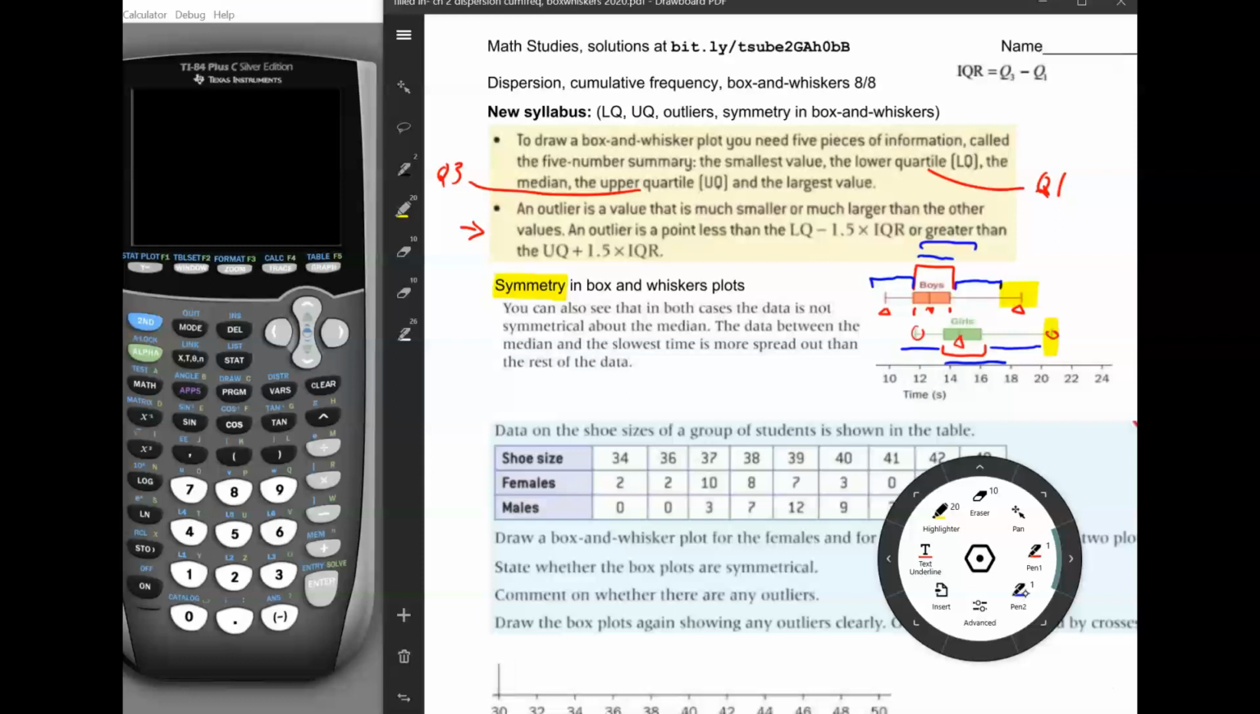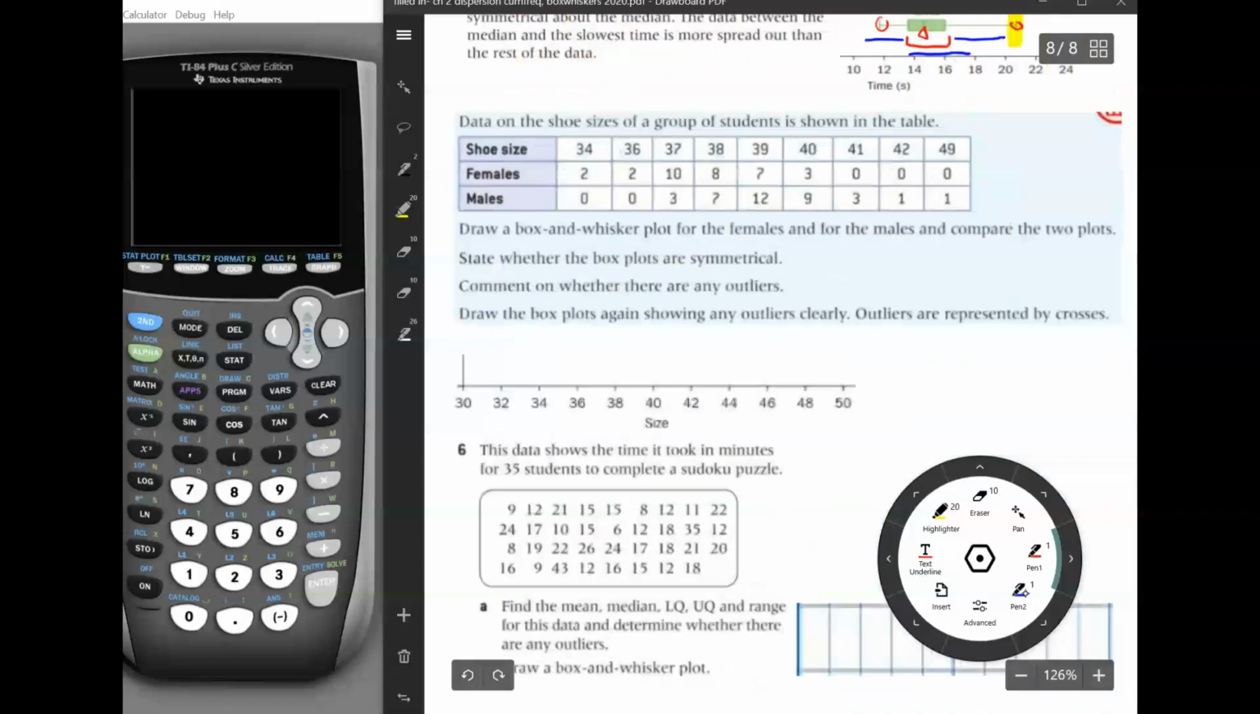A lot of times, for one of the marks in a box and whiskers question, they might ask you if the distribution is symmetric, and they'll ask you to justify why you say that, okay? All right, so let's do a couple problems.